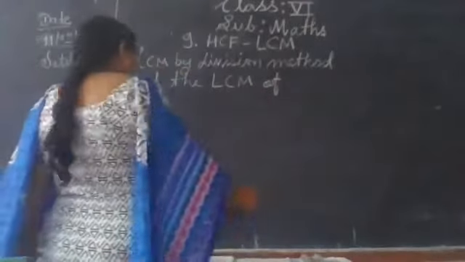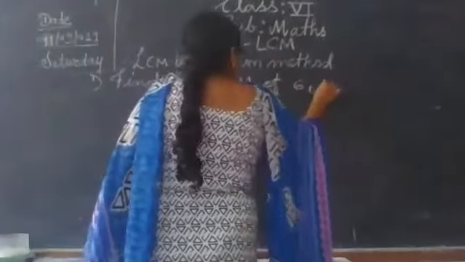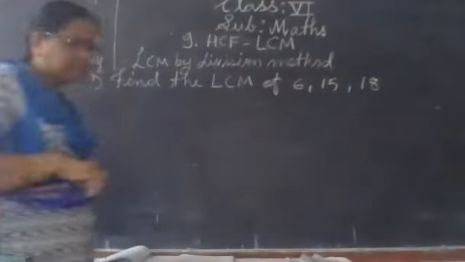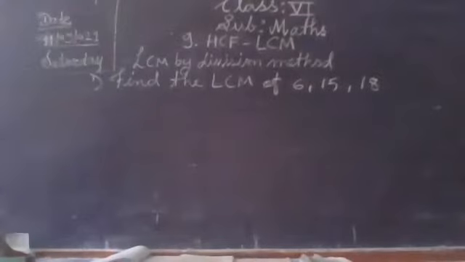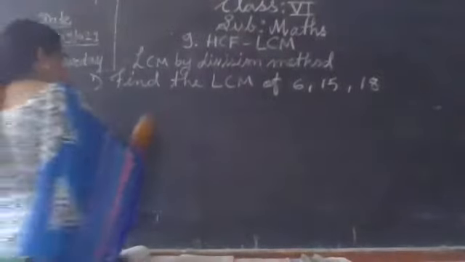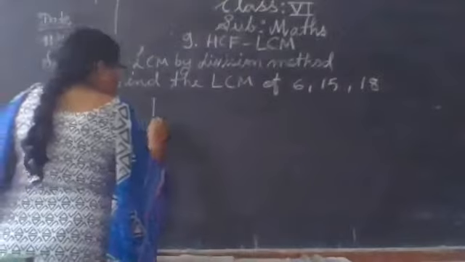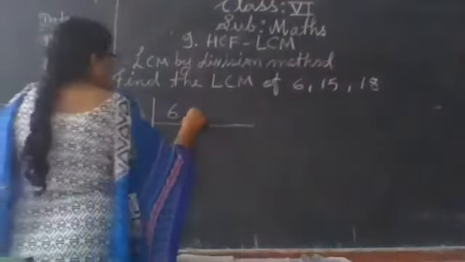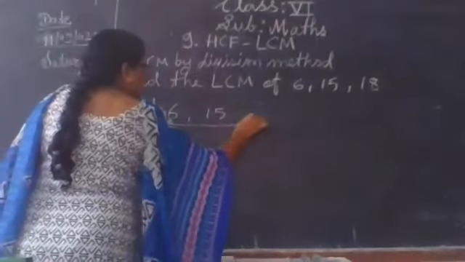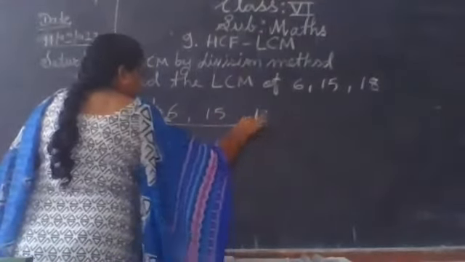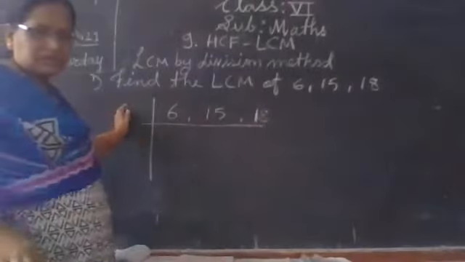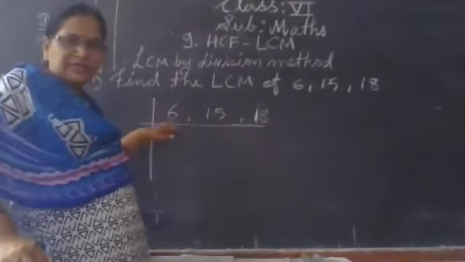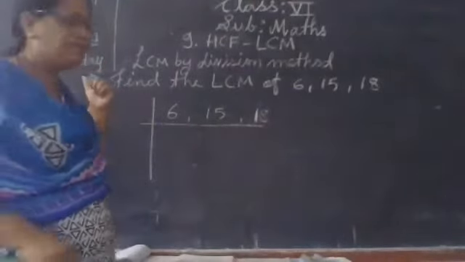Second, we are taking 6, 15 and 18. So arrange all of them properly in one line, and then we will find the LCM.